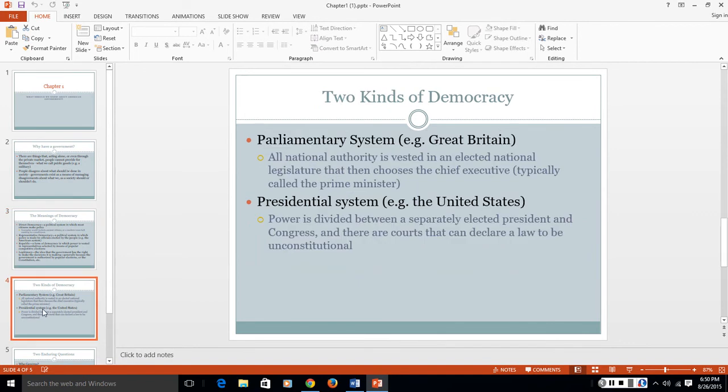The book also talks about 2 types of democracy. What we have in the United States, which is a presidential system, in which power is divided among 3 different groups of people.